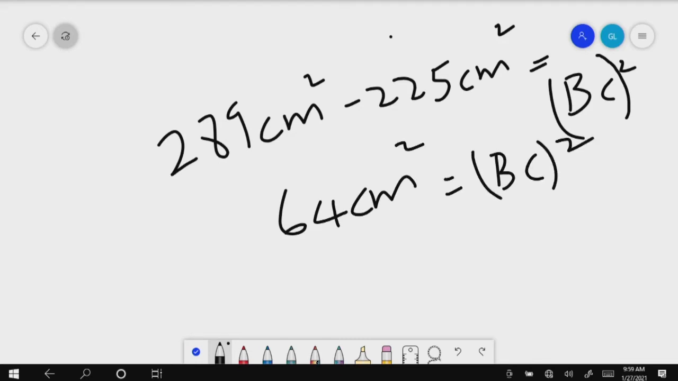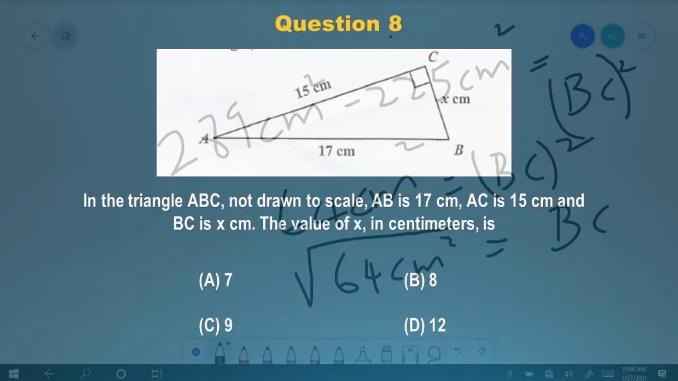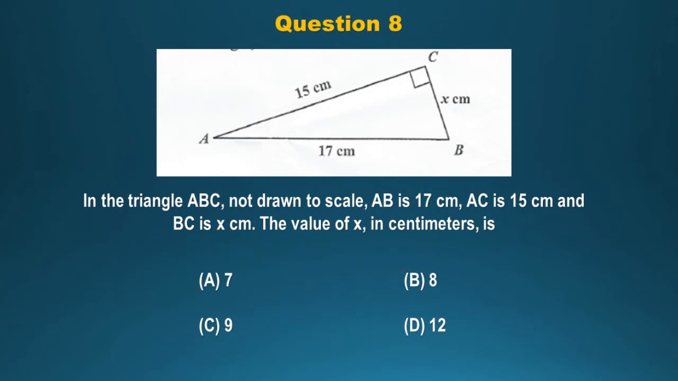But we don't want BC square, we want the length of BC. Hence, in further transposition, the square root of 64 cm square will give us the length of BC. Hence, BC would have been 8 cm. Our solution there would have been B.